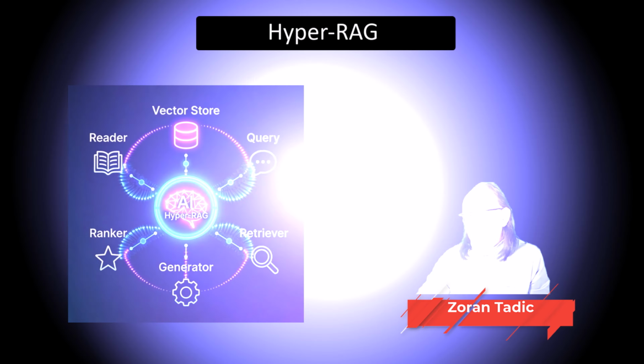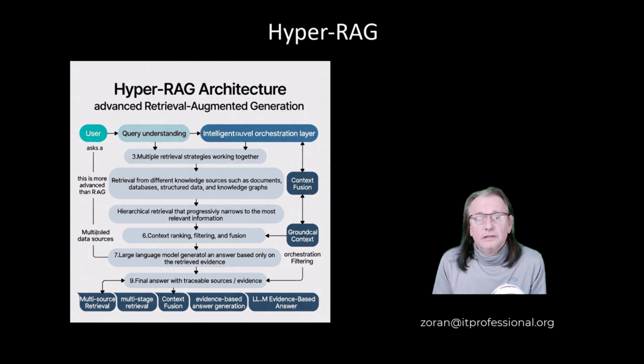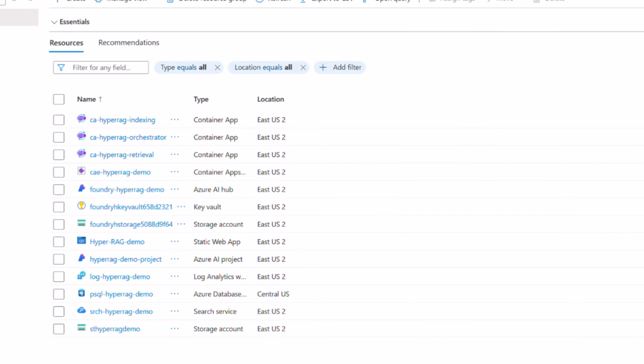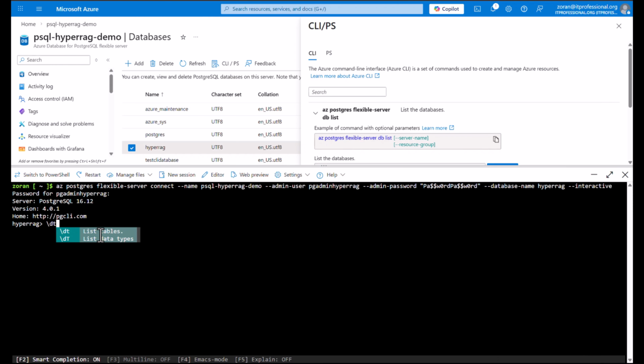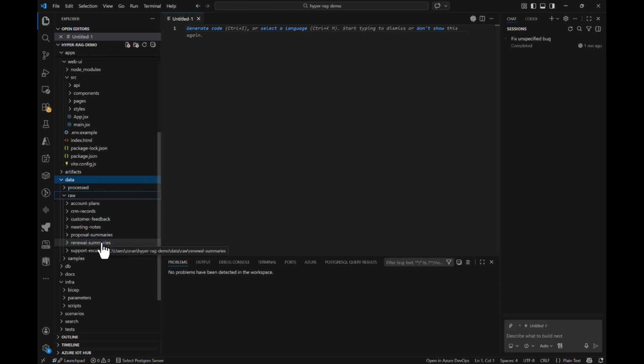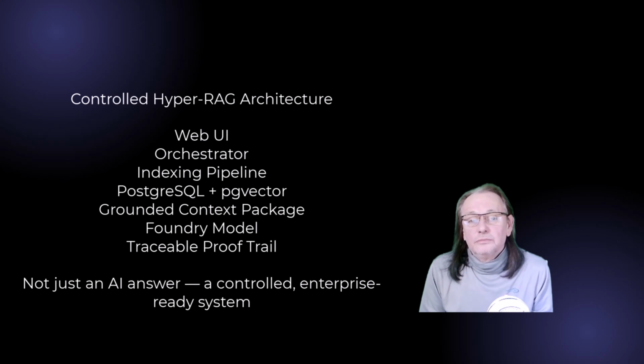In this video you'll see a live demo of a hierarchical system, from a question in the web UI, through the Orchestrator and Retrieval flow, all the way to a grounded response with a clear proof trail. The focus is on showing how the full infrastructure actually works step by step.